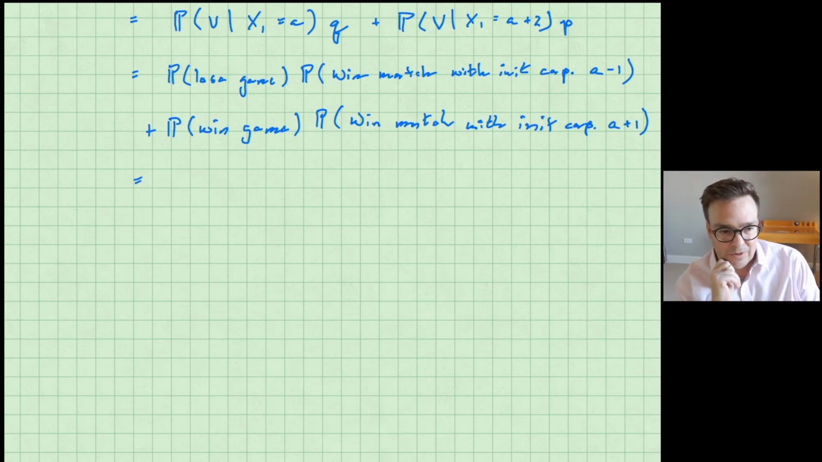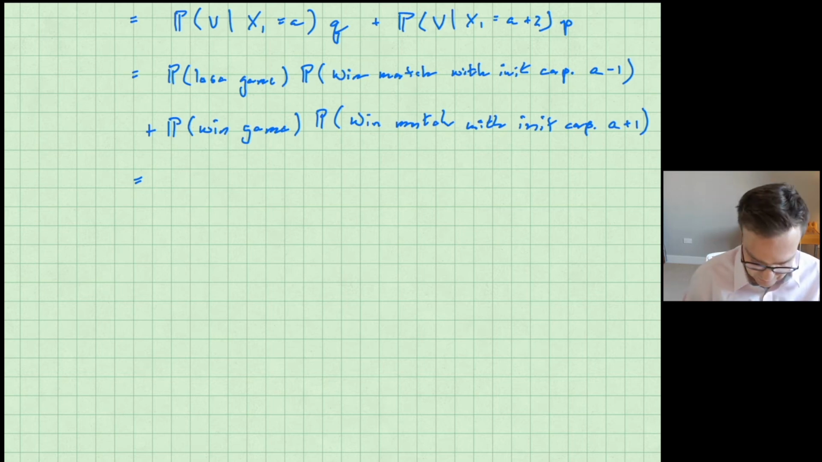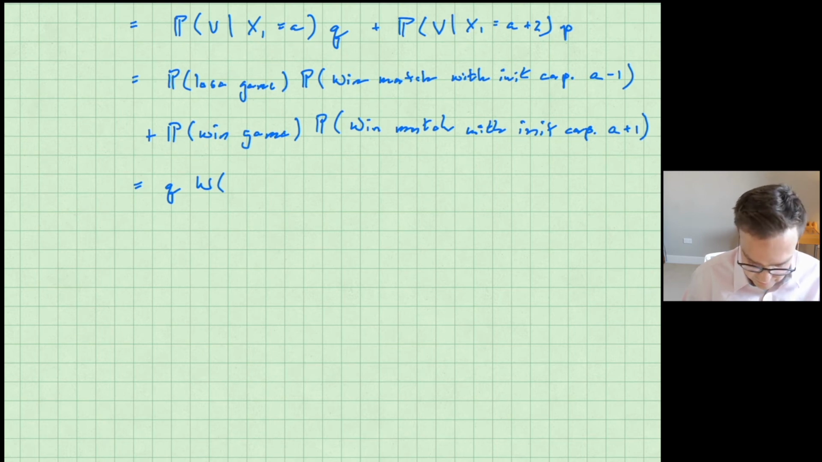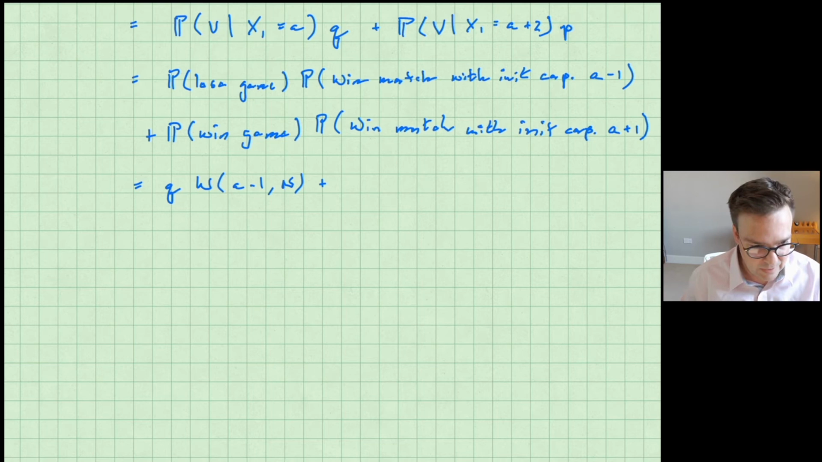If you think this through, you might have to look at that line several times and read it to yourself, make sure this makes sense to you. But what we've got is Q times W, winning the match with initial capital of a minus 1, so that's W of a minus 1, n, and then plus the probability of winning a game, so that's P, times the probability of winning the match given that you started with capital a plus 1.